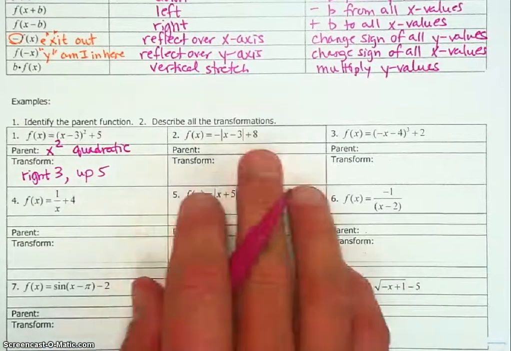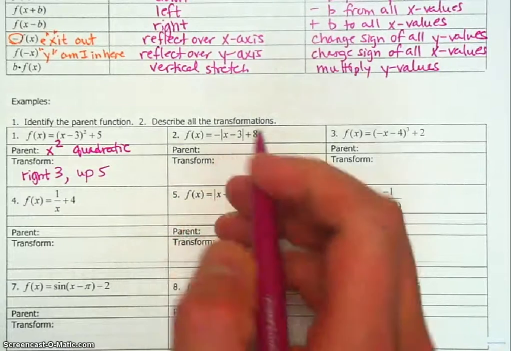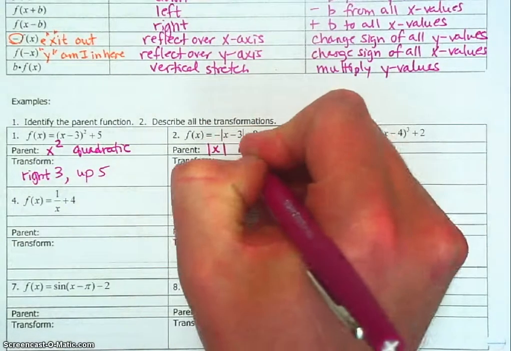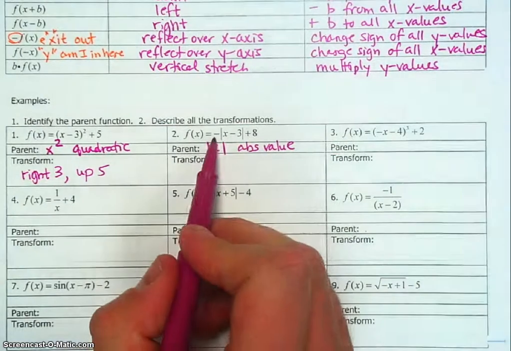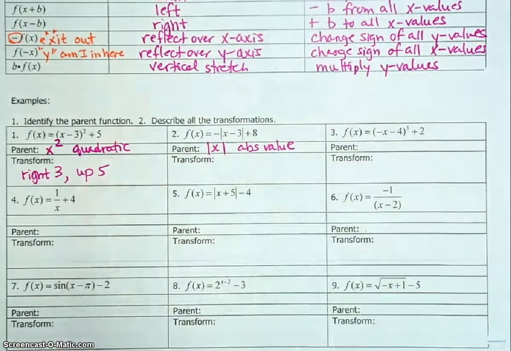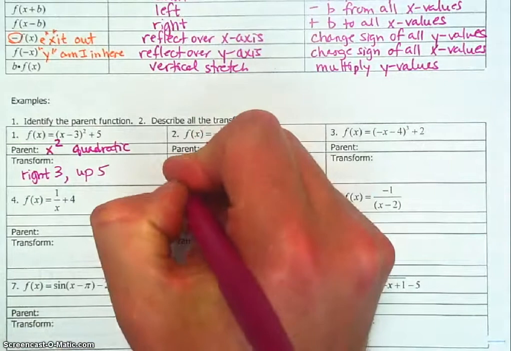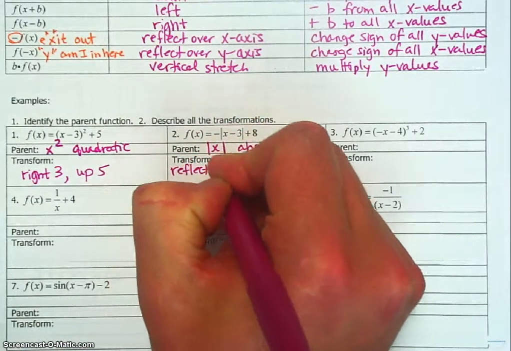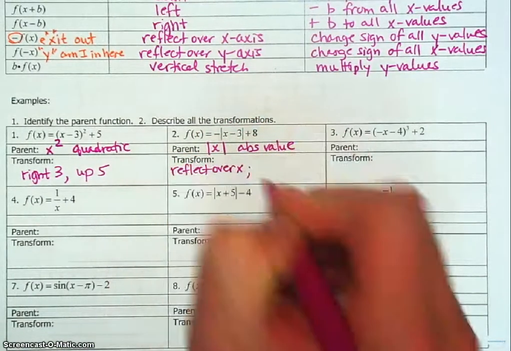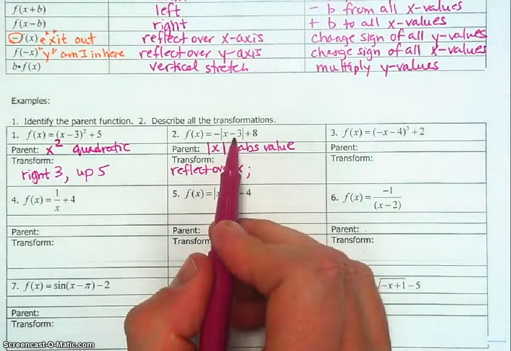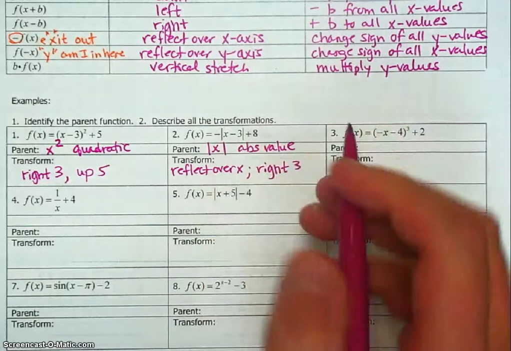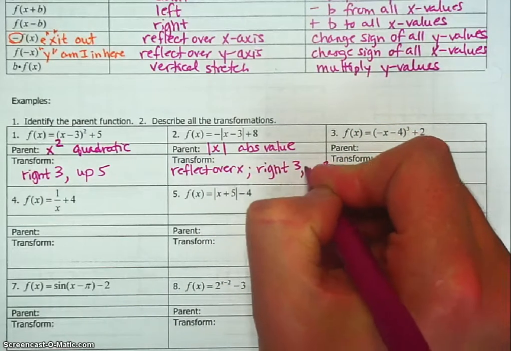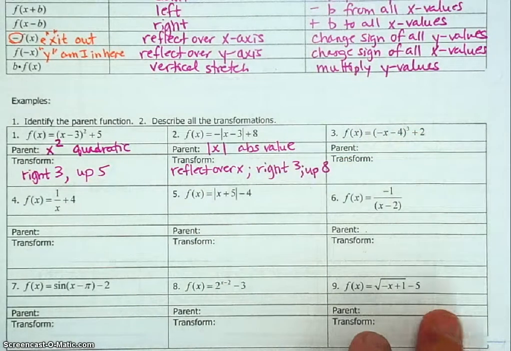Okay. Number 2, you look here, we have the absolute value symbol. So its parent function is the absolute value of x. That's an absolute value problem. All right. So take a look here. We've got a negative out in front. It's exited out in front, so that means we have a reflection over x. Okay. We've got a minus 3 on the inside, so that means I'm moving it to the right 3. And then we've got a plus 8 on the outside, so that means I'm moving it up 8. And that is my transformations for that problem there.